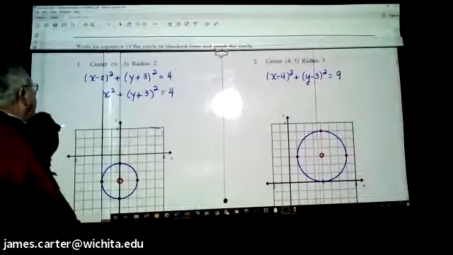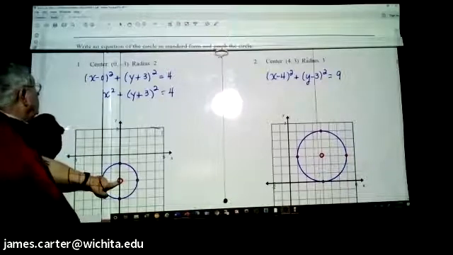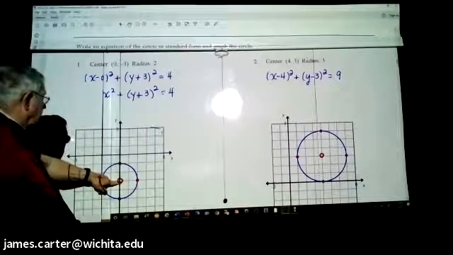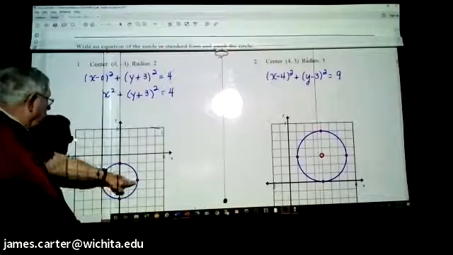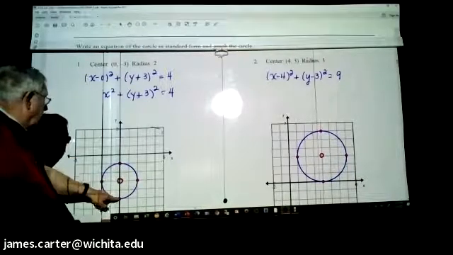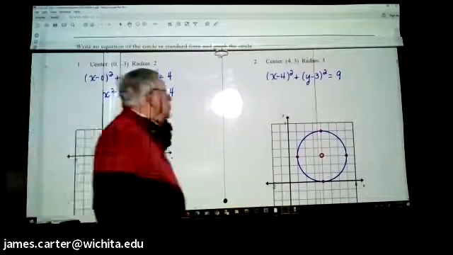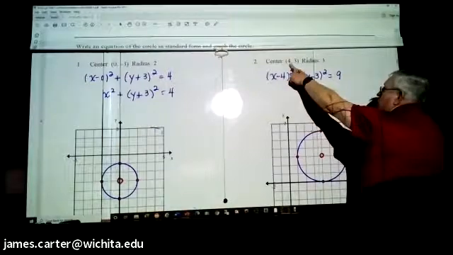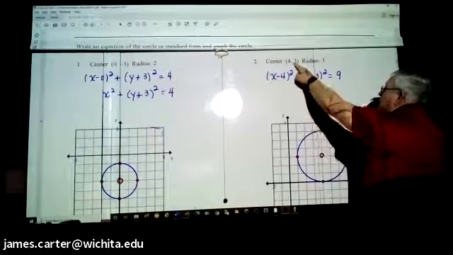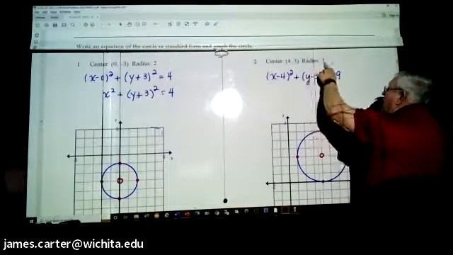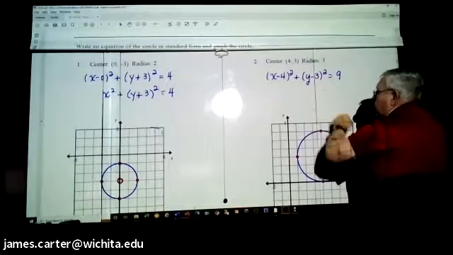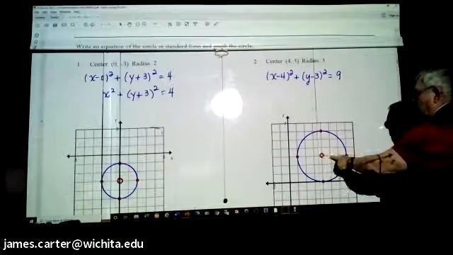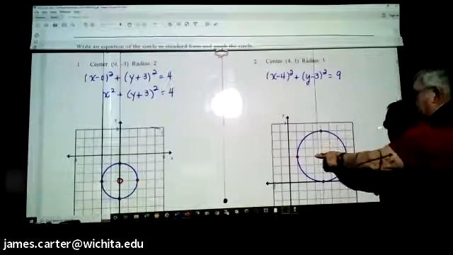Now, to graph it, the point 0, -3, here's down 3, is the center with a radius of 2, 1, 2 in every direction. Problem number 2, x minus 4, y minus 3, and 3 squared is 9. So here's your equation. The point 4, 3 with a radius of 3 in every direction.